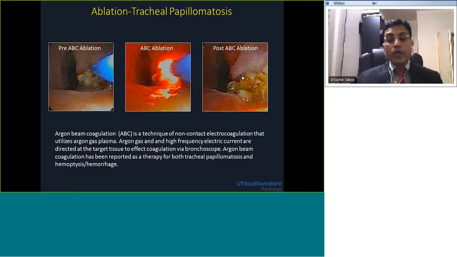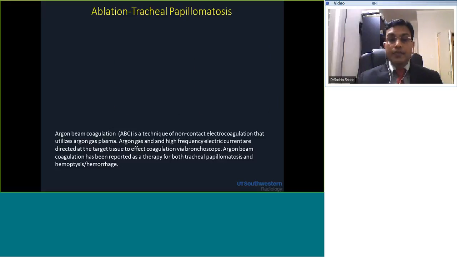The way it works is through the principles of electrocoagulation. Argon gas and a high frequency electric current are directed at the target tissue to cause coagulation via bronchoscopy. The major indications for argon beam coagulation are typically papillomatosis, hemoptysis, and hemorrhage.